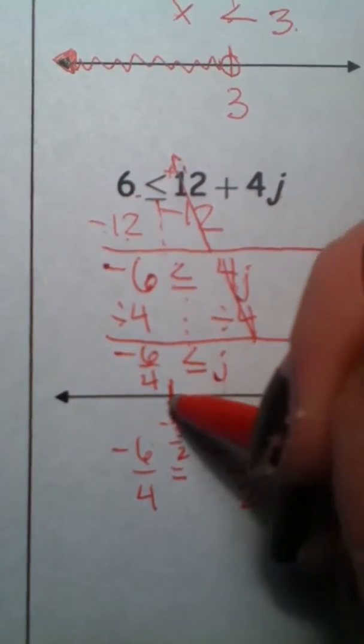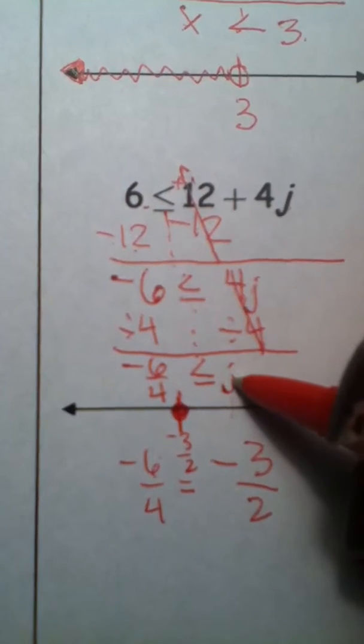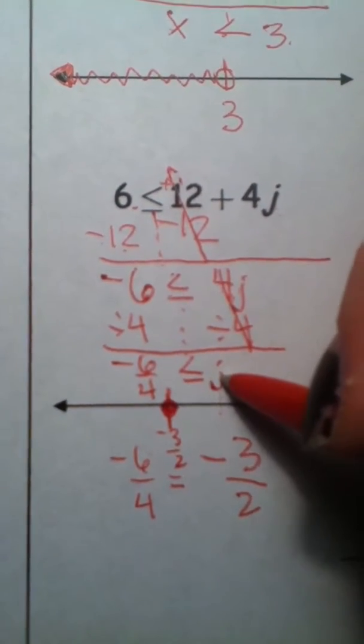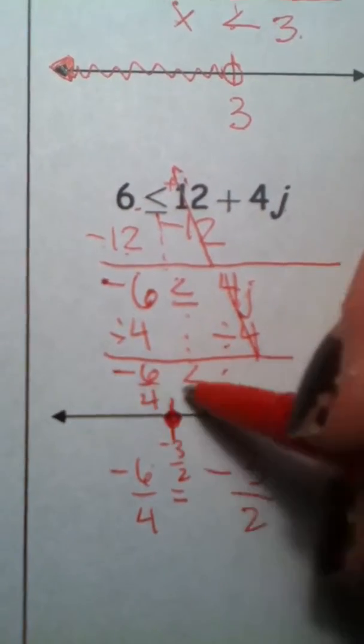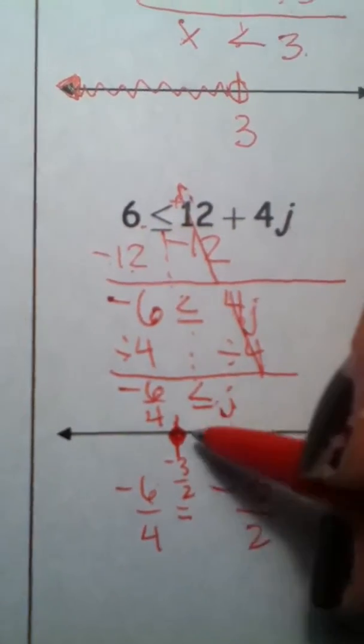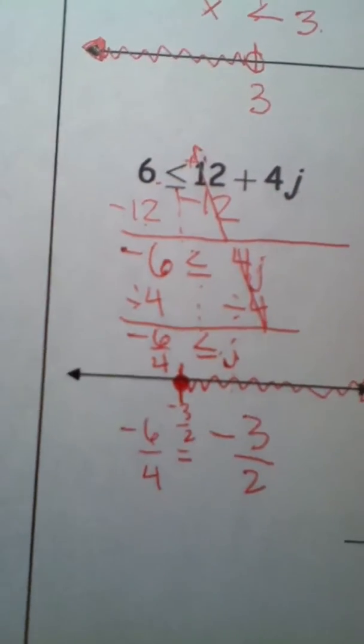So you can put on your number line, negative 3/2. Sorry, this is getting a little messy. Include it, so we want to fill in our circle. Now we want j has to be bigger than this negative 3/2. Negative 3/2 is the smallest that we can get. So we need to fill in to the right.